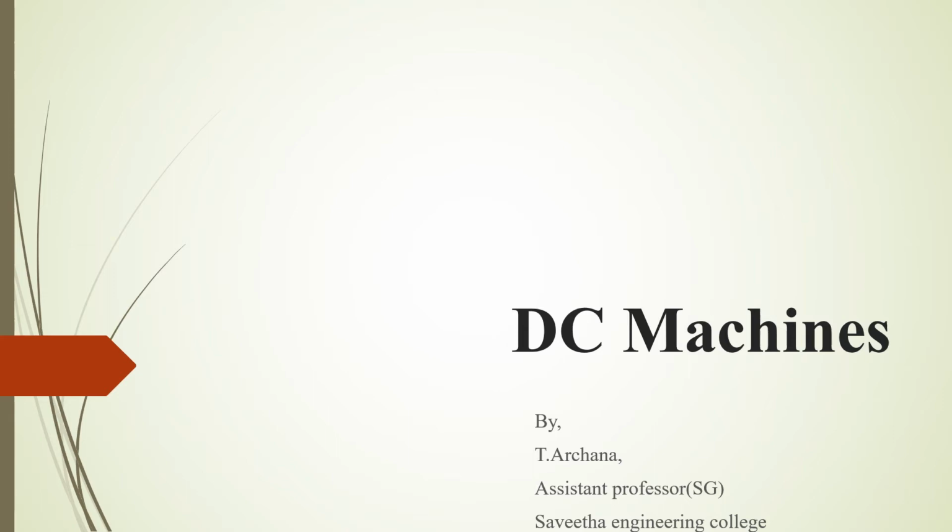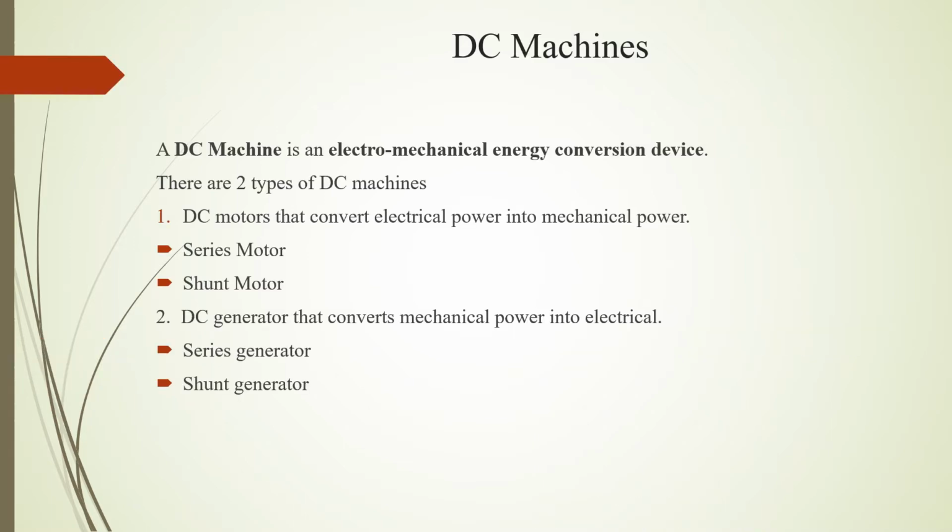Good morning, friends. In today's class, we are going to see about DC machines. What is a DC machine? A DC machine is an electromechanical energy conversion device. So it will either convert electrical energy to mechanical energy or mechanical energy to electrical energy.